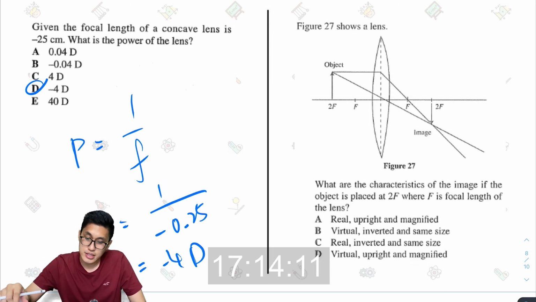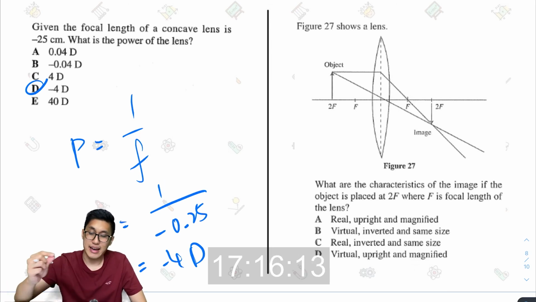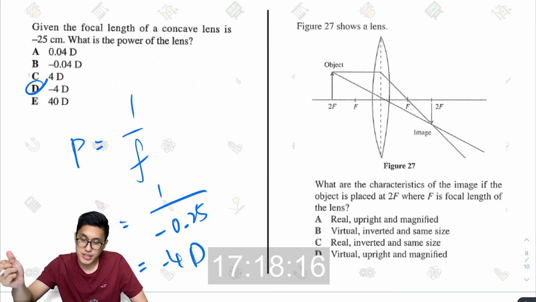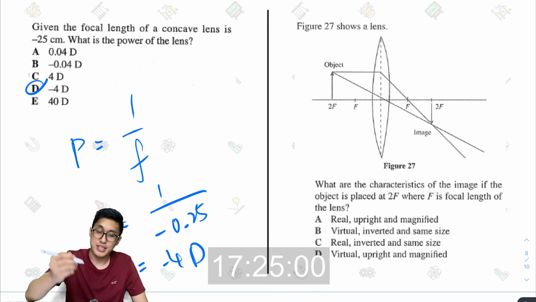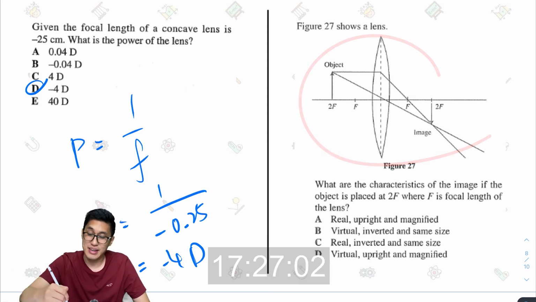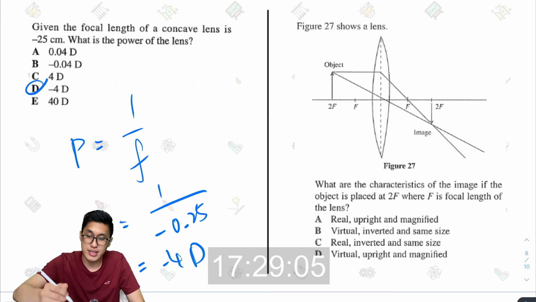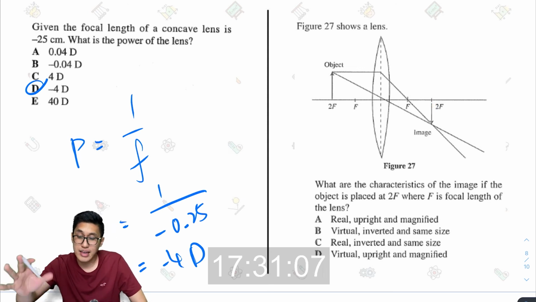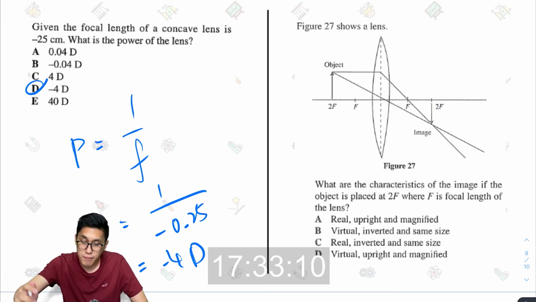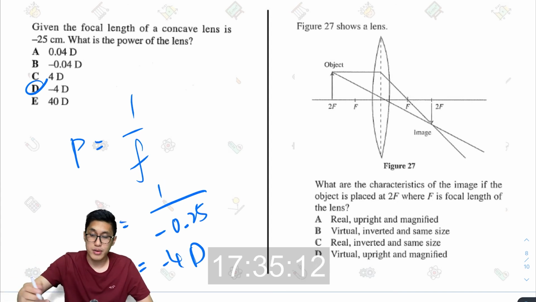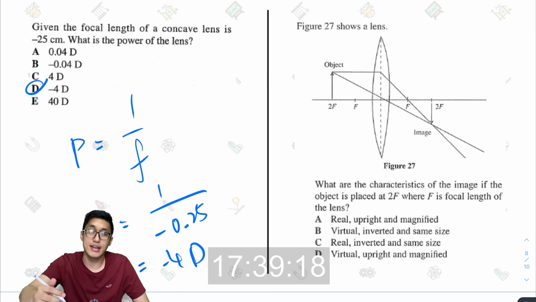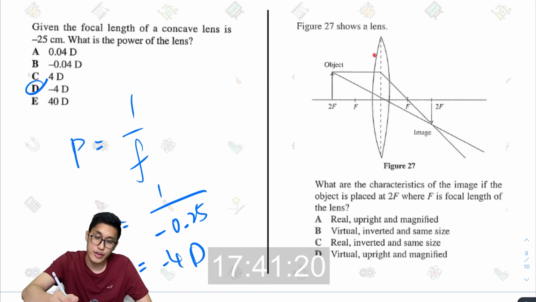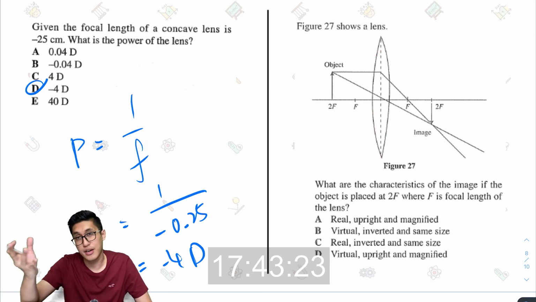And what are the characteristics of the image if the object is placed at 2f, where f is the focal length of the lens? I'm pretty sure the drawing is correct, so I'm just going to assume that this drawing is correct and get my answer based on the drawing. You can see here the image is definitely inverted, meaning upside down, and the image is real. When you have a lens, if the image is on the other side of the lens, then your image is real. If it goes back to the same side as the object, it's virtual.